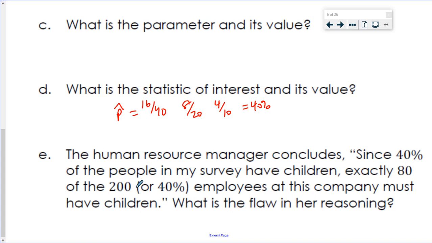Well, the flaw, hopefully, I hope you figured it out, was that, again, samples vary. Samples vary. So if we had talked to a different set of 40 employees at the company, we may have a completely different percentage. So while 40% may be somewhat accurate, it's not going to be exactly 80 people. All right. So, again, samples vary. There's always what we call a randomness or a variability to samples that we just don't know exactly how far away is from the actual population.